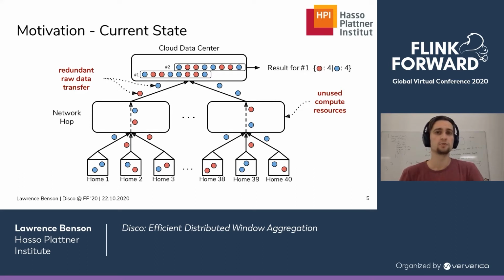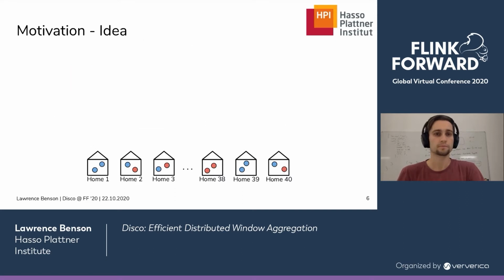So we can see two problems here. The first of which is that we have a redundant raw data transfer. You can see this on the left side, which basically means the network hop just passes on the data. So we basically have to send raw data twice in this case, and the higher the tree gets, the more data we have to send. And we also have unused compute resources. So the servers here just aren't used, which is kind of a waste.